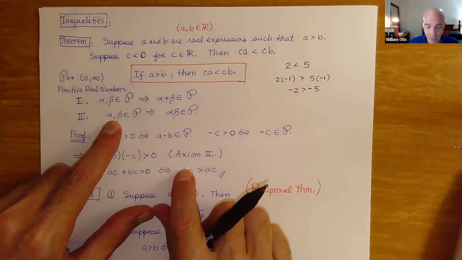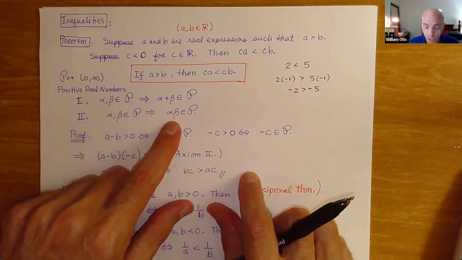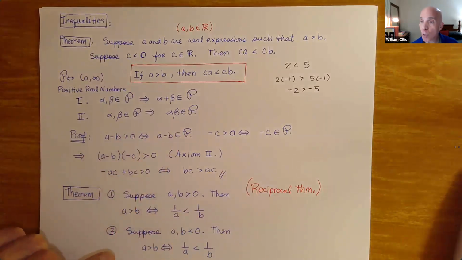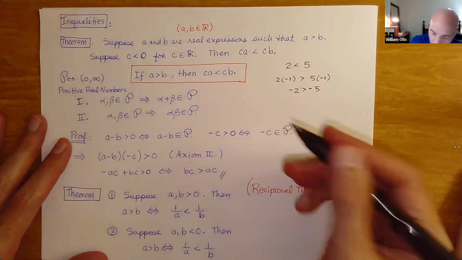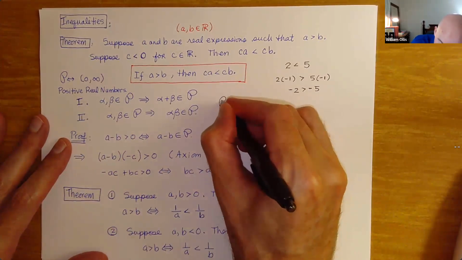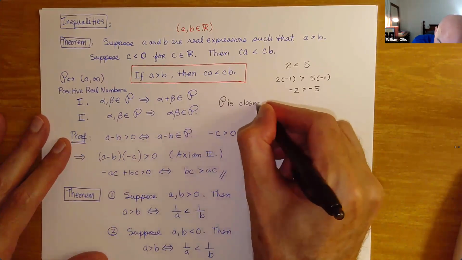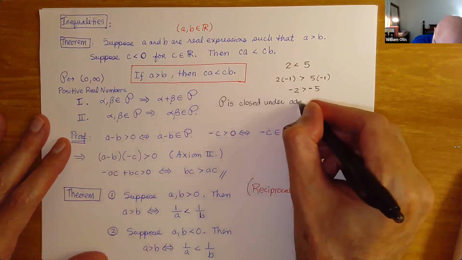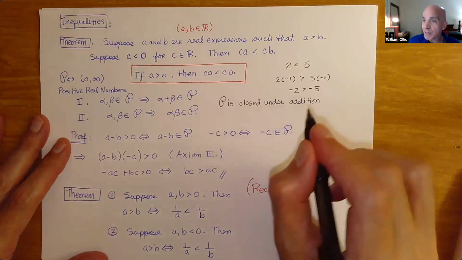The second truth is that if alpha and beta are positive real numbers, we consider the product, that is the product alpha times beta, to also be a real number. So what we often say, and this is a phrase that we'll get used to, we'll say P is closed under addition. So if you take any two elements and add them, you still have an element of P.